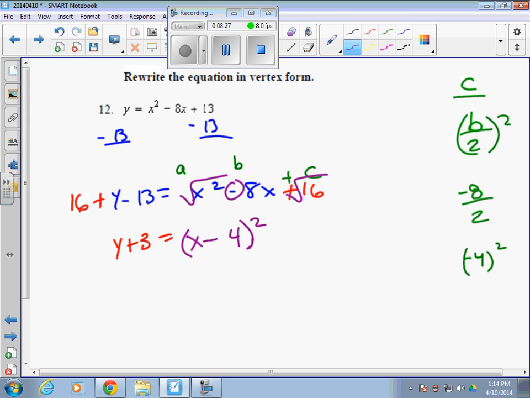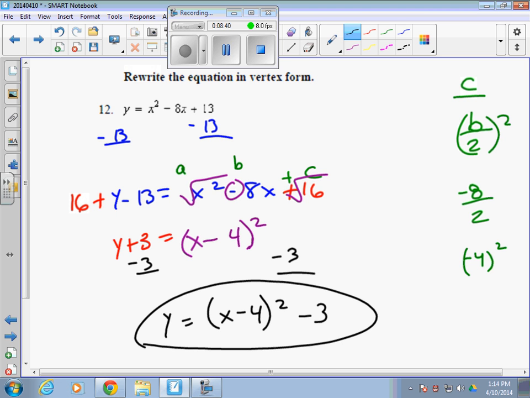The only other thing you have to do to make vertex form is get y by itself by subtracting 3 to cancel out plus 3. Y equals x minus 4 squared minus 3. That's vertex form there.